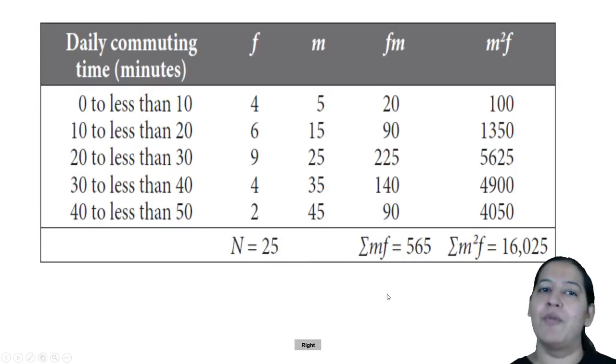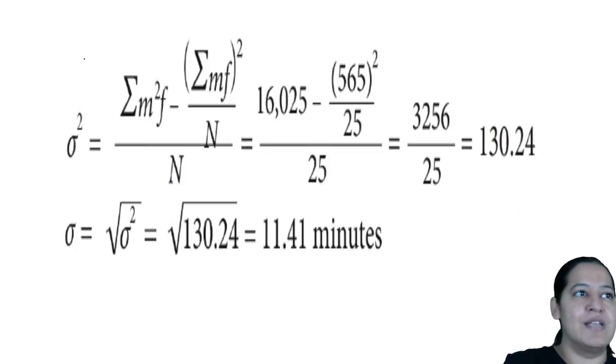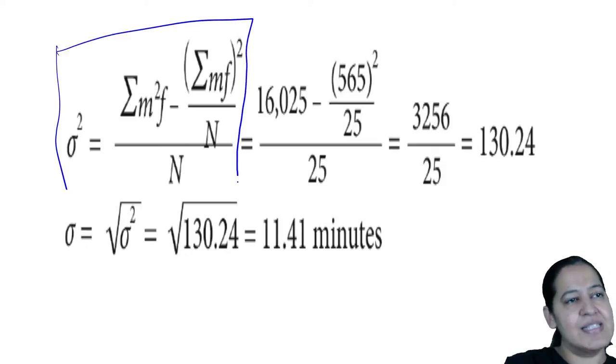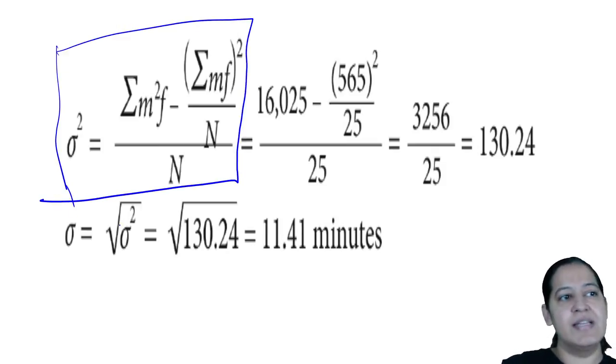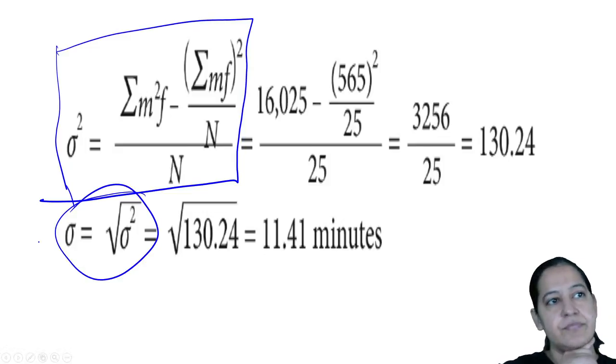So we have a separate formula for it. The formula is in front of you. This is the formula for variance. First calculate the variance, then take the square root of the variance to get the standard deviation. Let me calculate variance first. So in variance, what will we do?